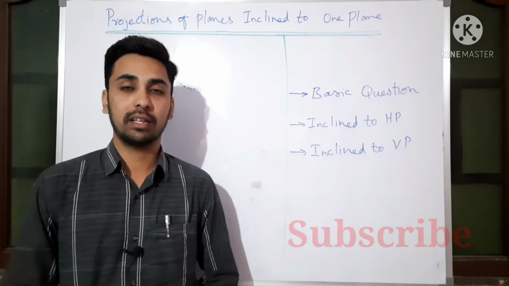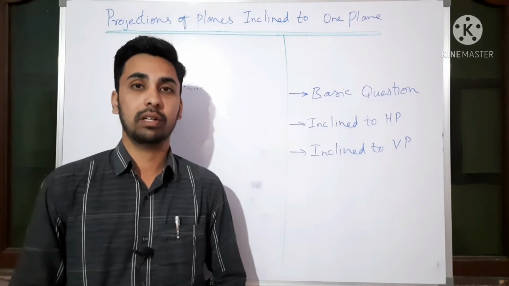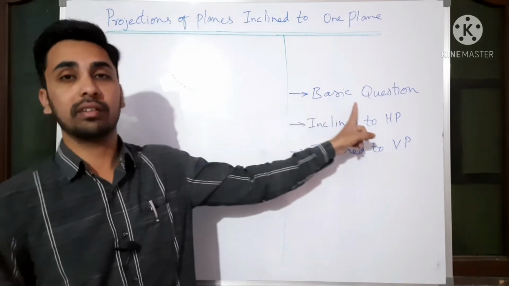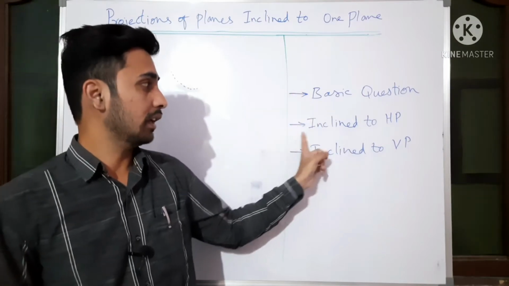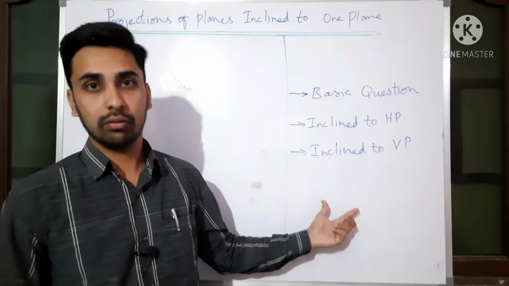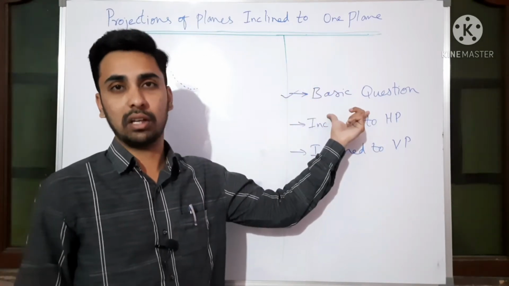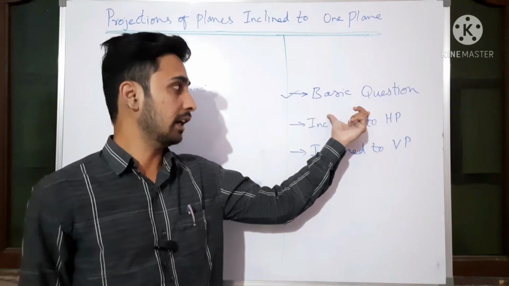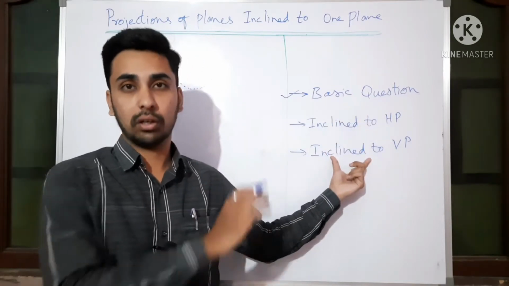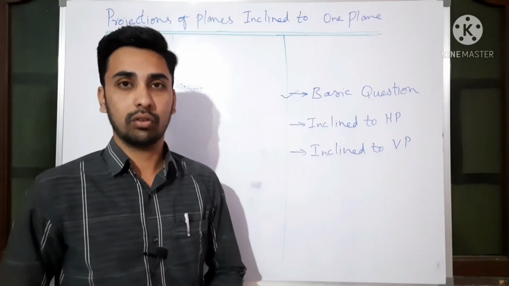Today we will start the projection of planes inclined to one plane. So in this video we will talk about three questions. One basic simple question, one inclined to HP, and another one inclined to VP. Okay, the first question I will solve. For this one I will not write any question, I will just give an explanation. After that, for the other two questions I will write the question and then explain. Okay, quickly let's start today's topic.